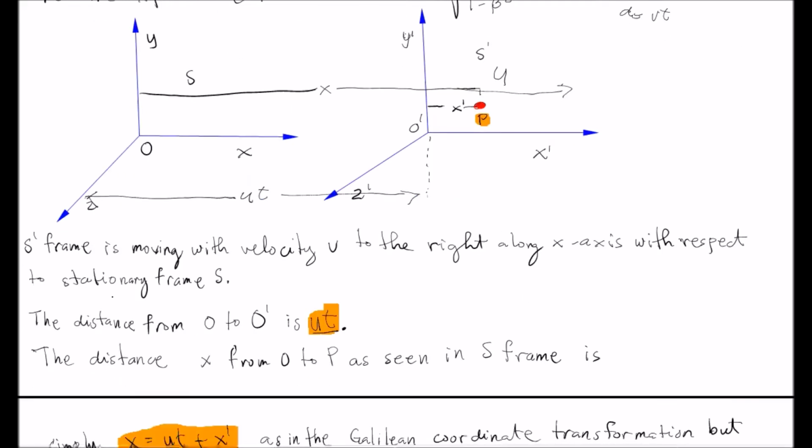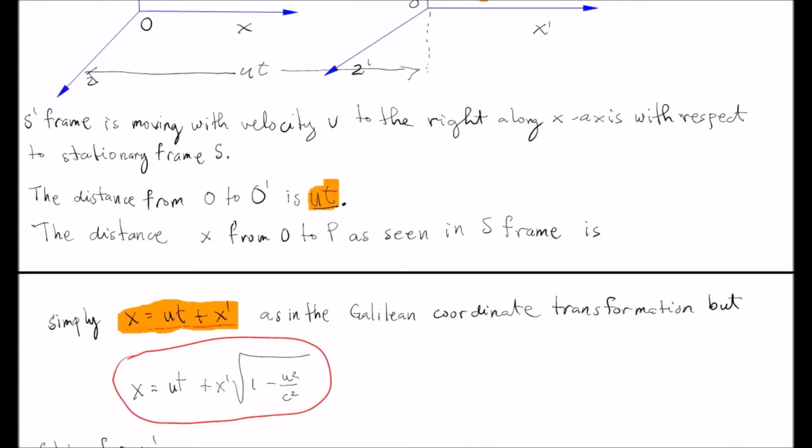Now the distance x from O to P. P here is the event happening in the S prime frame. The distance x from O, which is the origin of the S frame, to P, where P is the event observed by the observer in the S frame.